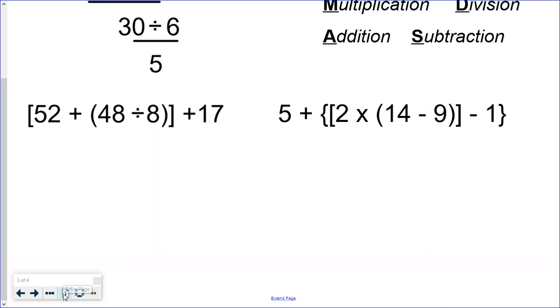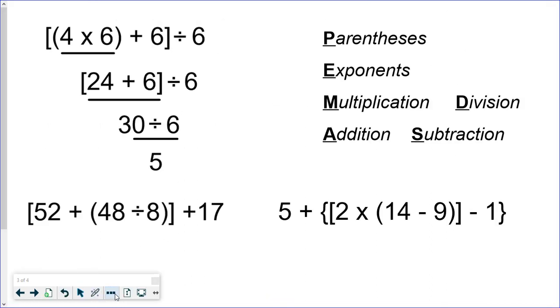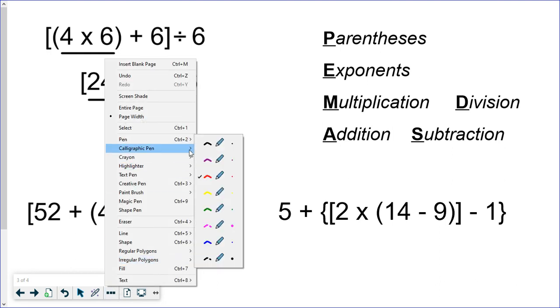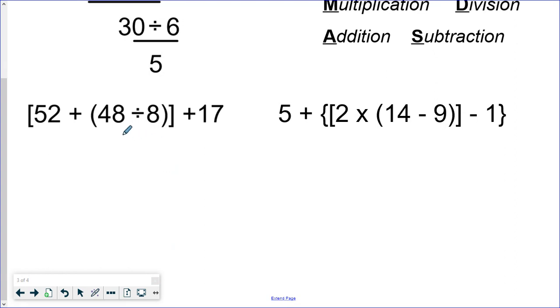Okay, so by doing that, let me get my pen here. Let me do the parentheses first, because I know that I need to do the parentheses before I do the addition. So the first thing I'm going to do, I'm going to take the 48, and I'm going to divide that by 8. So the 48 divided by 8, and that's going to give me a 6 as my answer.